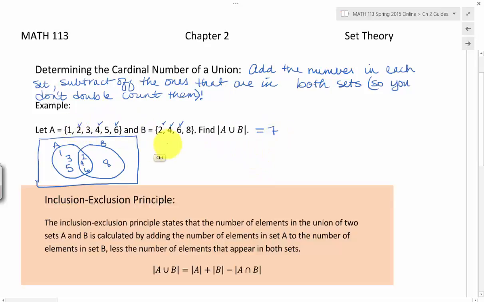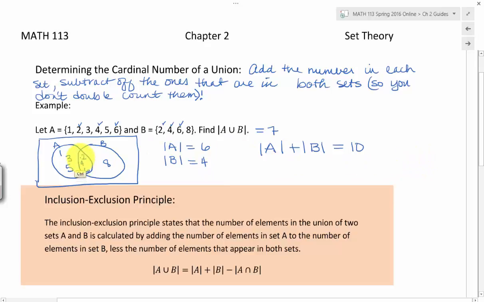Let's take a look. If I just take the cardinal number of A, that would be how many elements are in A, and I see 6 there. Cardinal number for B is how many elements are in B, and I can see 1, 2, 3, 4 there. And then if I just added the cardinal number for each of those two sets, then I'm going to get 10 because I have 6 plus 4, or 10. And that's too many.